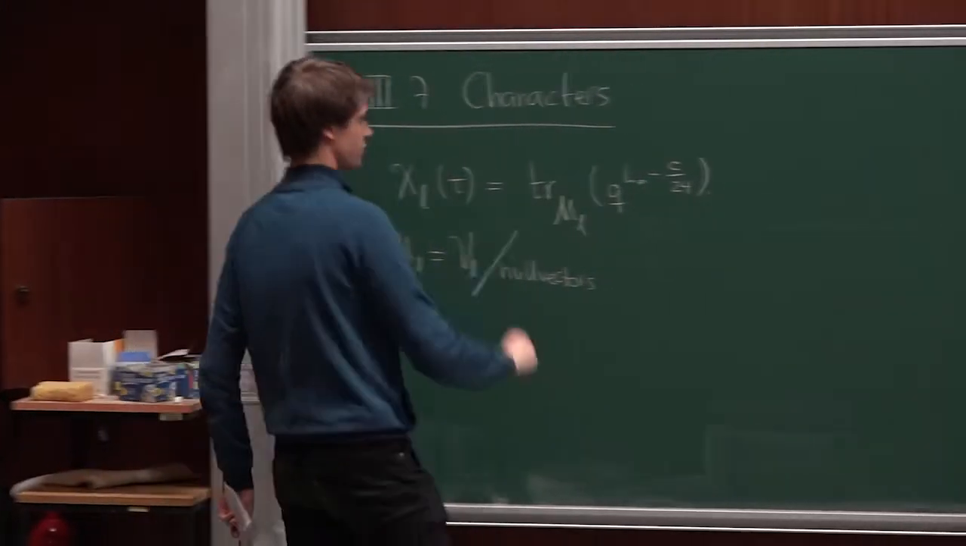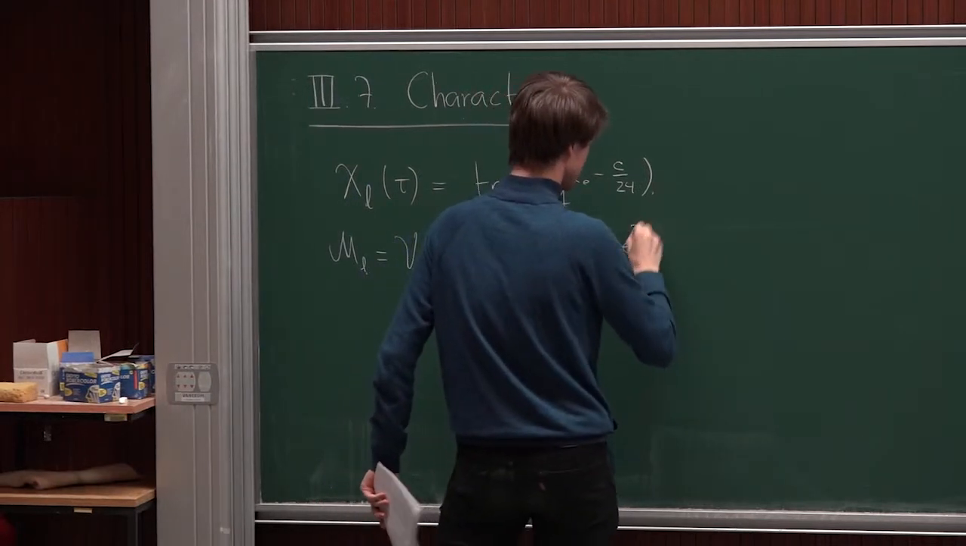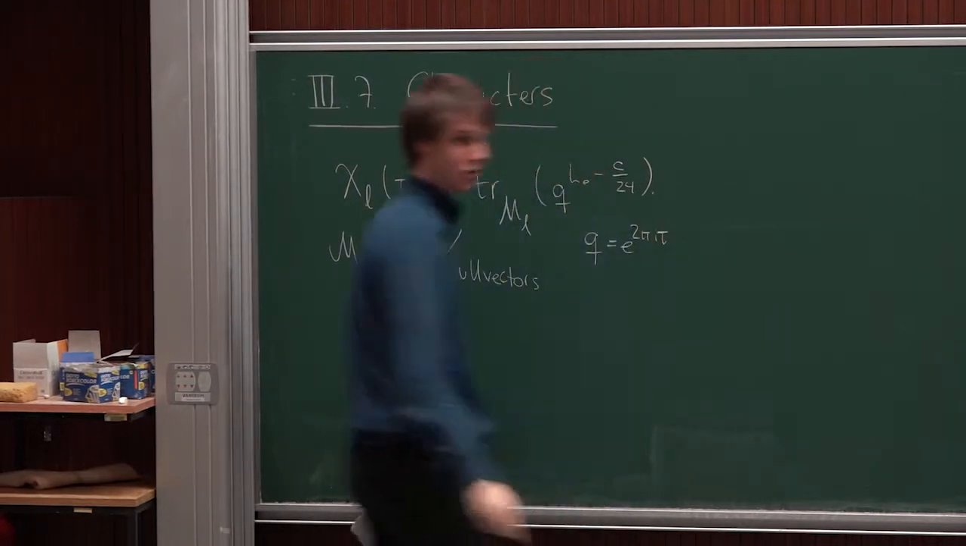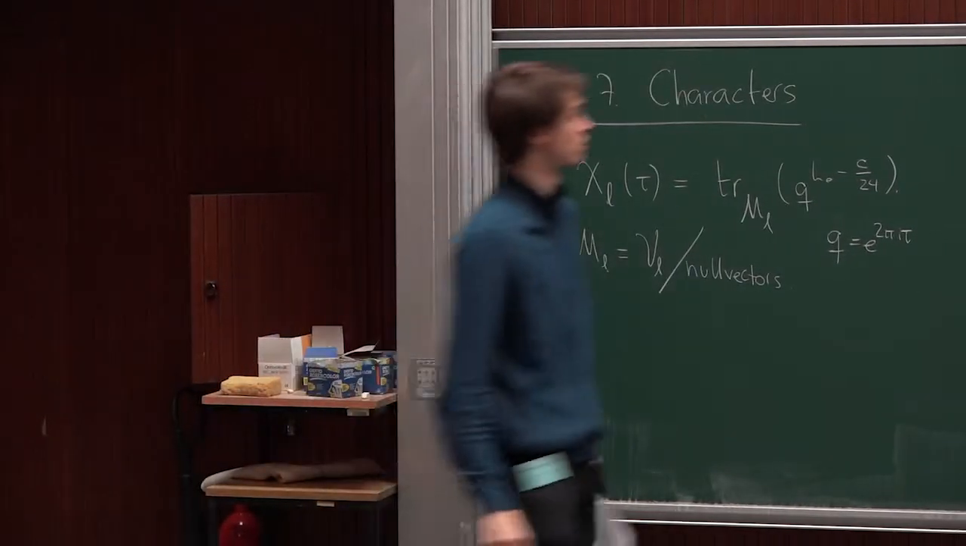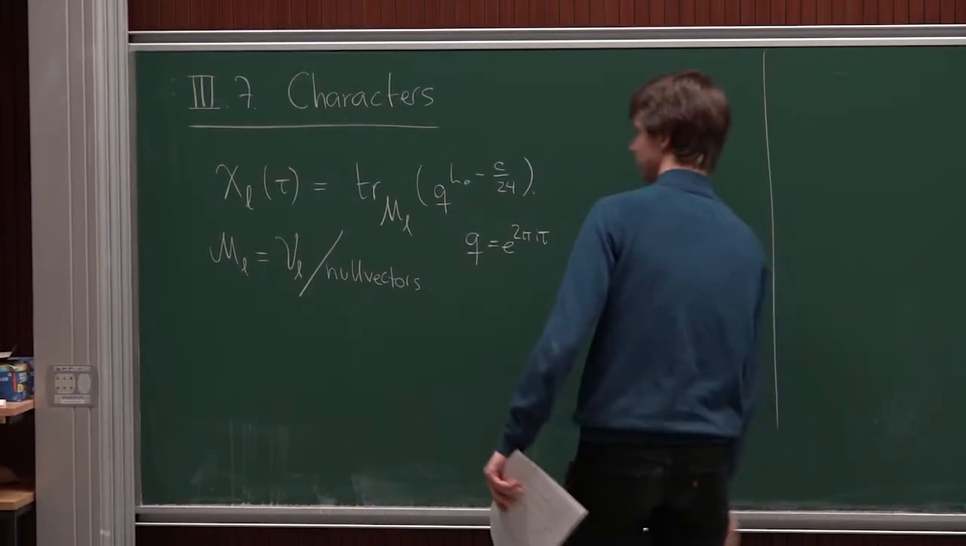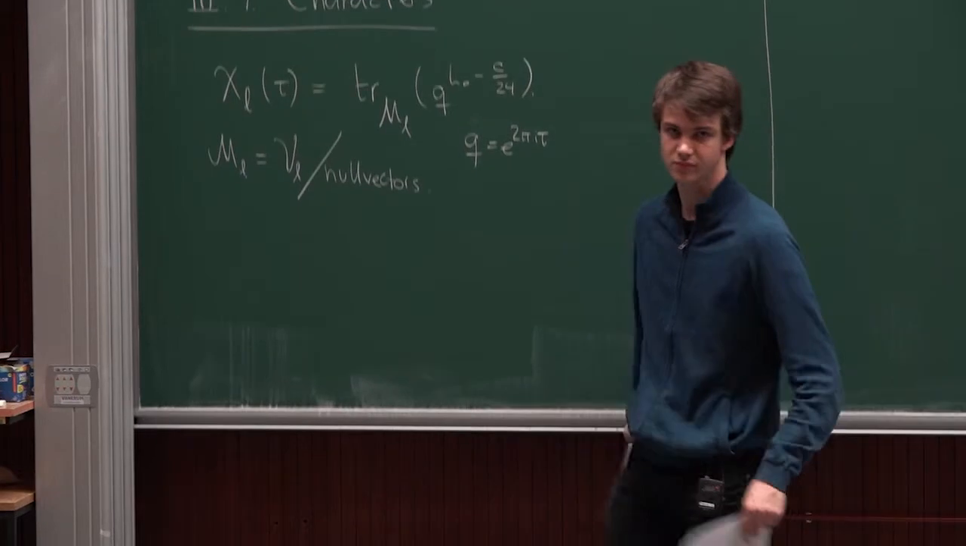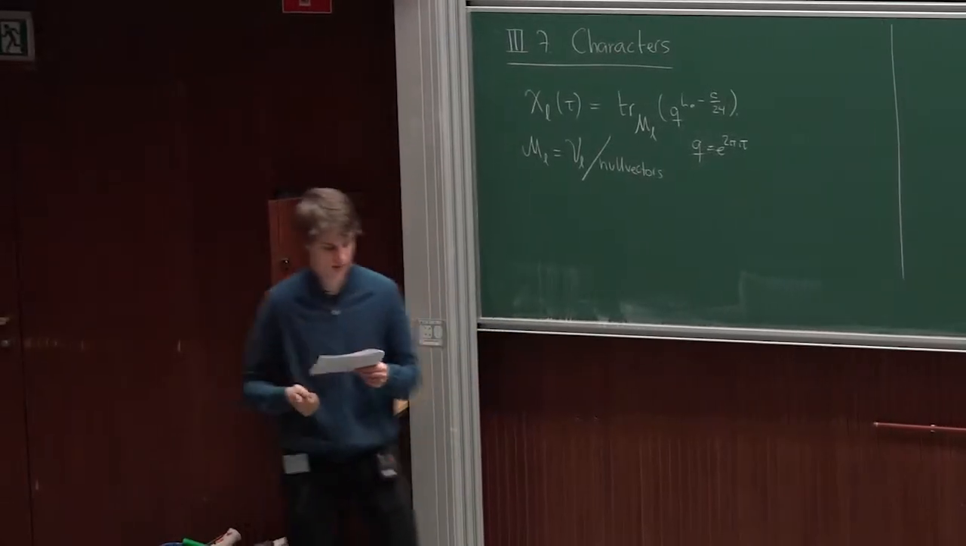I trace again over this, and q is e to the 2 pi i tau, where tau is the modular parameter of the torus we are on. So now suddenly we jumped from the plane to the torus. We'll see what this does.